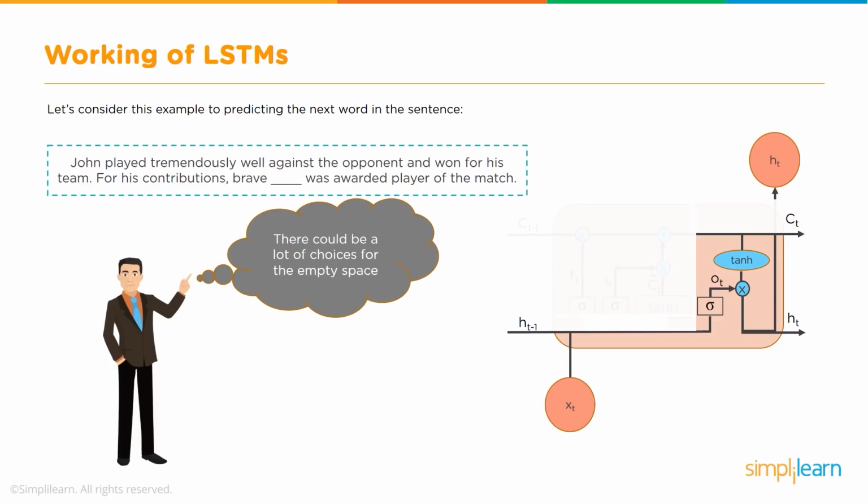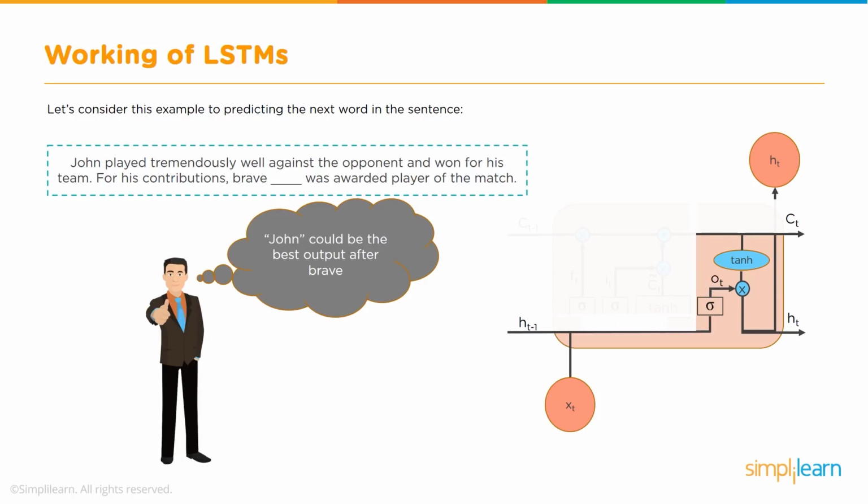John played tremendously well against the opponent and won for his team. For his contributions, Brave blank was awarded player of the match. There are going to be a lot of choices for the empty space. The current input, Brave, is an adjective. Adjectives describe a noun. John could be the best output after Brave. Thumbs up for John, awarded player of the match.